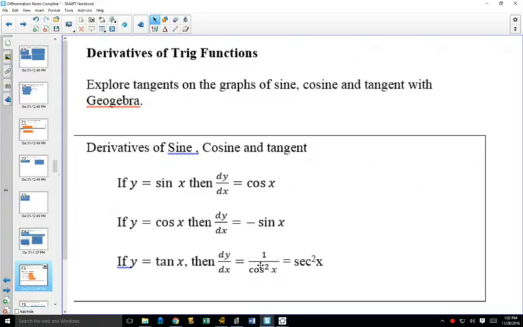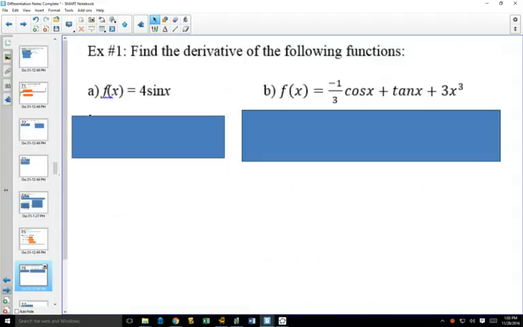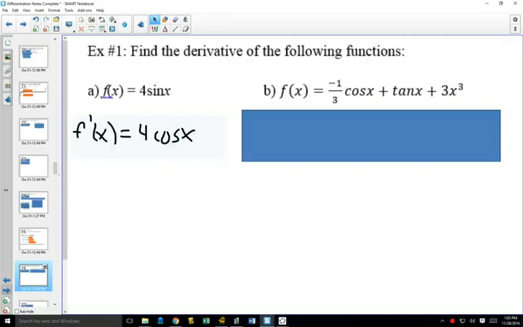Whew. Oh, and we are just starting to have fun. All right, let's. We're going to open up the floodgates to derivatives in the next couple of days. We are just getting started. So, the derivative of 4 sine x would be, yes, 4 cos x.